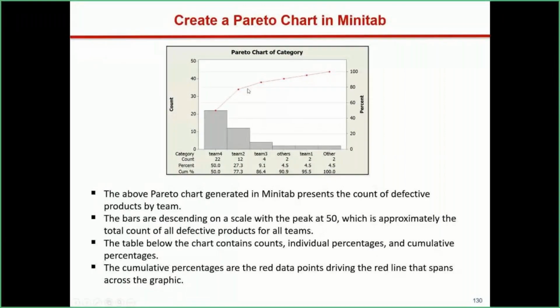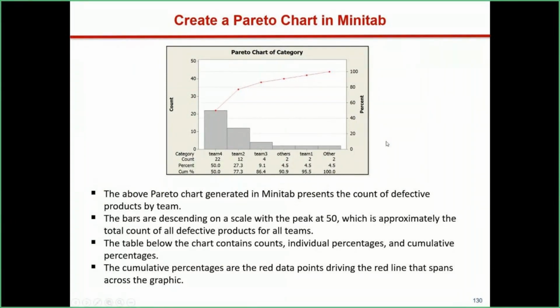So I just need to look at this bar at 80%. It comes here somewhere, but it is not completely 80. These two teams, team 4 and team 2, are causing 77.3% of the defects out of the 100% defects. So if I fix these two teams, I will be able to reduce 77.3% of defects. This is how a Pareto chart is created in Minitab.